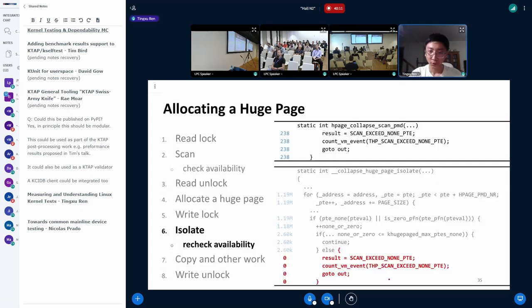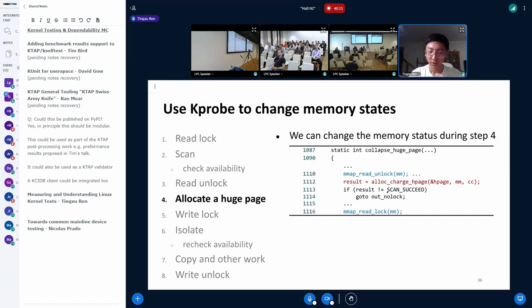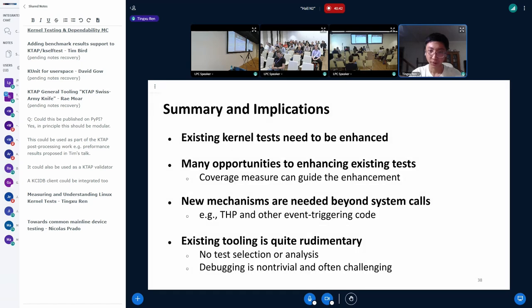And in order to cover this code, the only thing we can do is to change the memory layout during step four, when there is no read lock or write lock. But since it is a background kernel thread, it is very hard to achieve that. And from our perspective, we think the easiest way would be to use some kprobe or similar techniques to insert some code before line 1112 so that we can change the memory layout during step four.